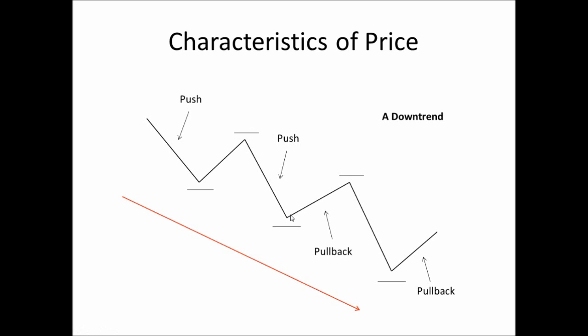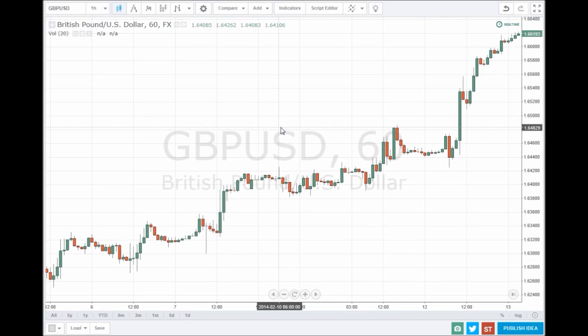To demonstrate uptrends and downtrends further, let's look at uptrends and downtrends on real-life price charts. This is an hourly chart of the Great British Pound against the US dollar, or GBP USD. On our chart, we have a clear uptrend. Price started down here, to the left of our chart, and ended a lot higher up here. So price has moved in an upwards direction.